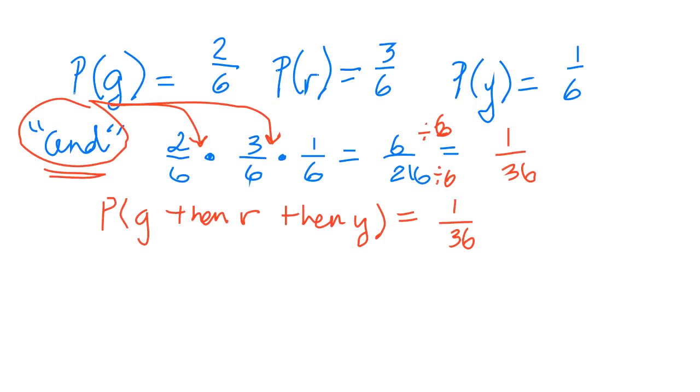This is from 7.7, okay? So in 7.7, you're going to see the word and that means you're going to multiply. But you're going to also see something that we say that it's a conditional probability. Okay, so what does that mean? Okay, it would be like this.